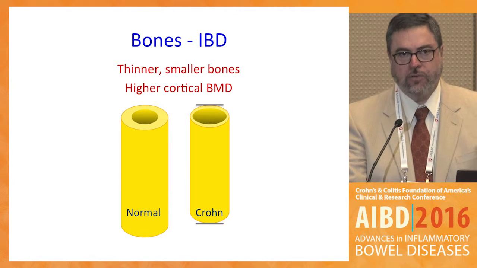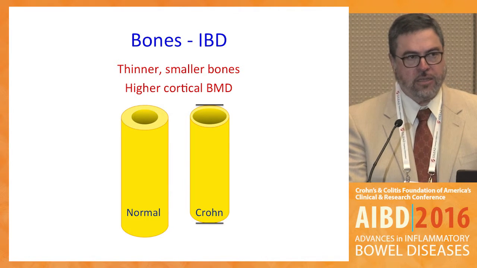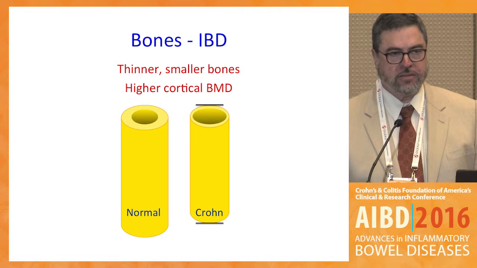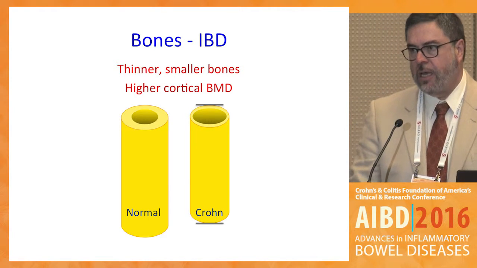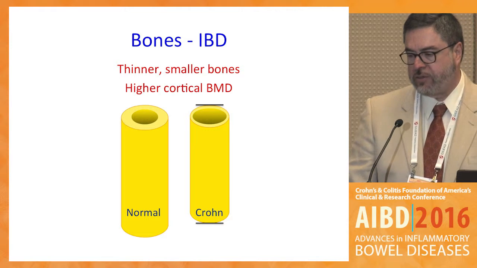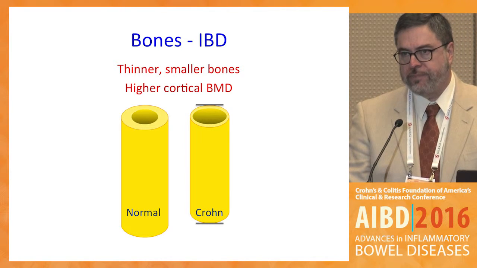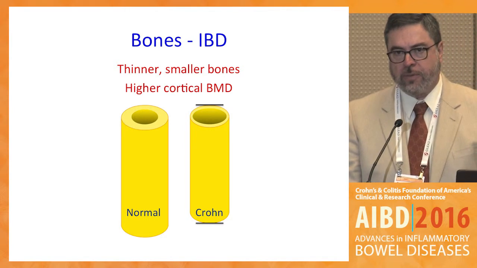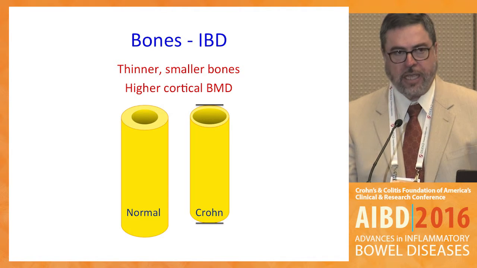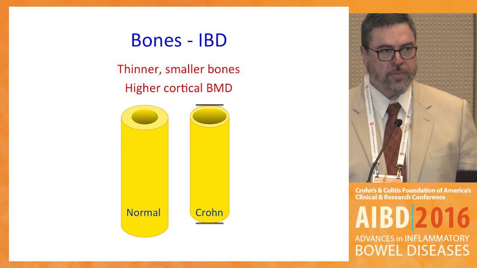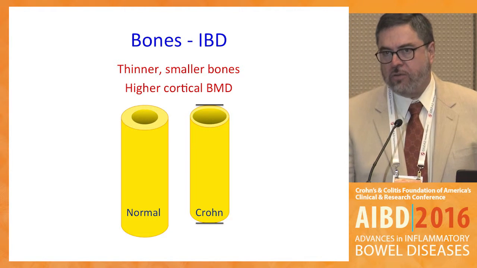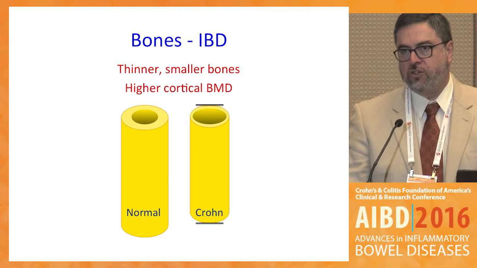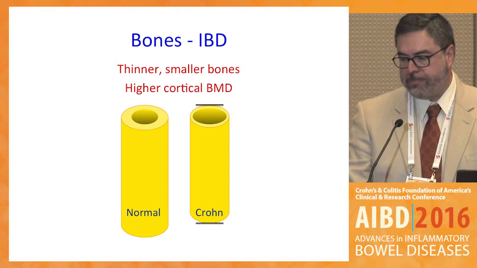So we also know that the skeleton in patients with inflammatory bowel disease, especially in Crohn's disease, is configured abnormally in terms of bone geometry. So the bones are shorter, the cortex of the bones is more dense, and that, by the way, is not good news, because what it means is that the bones are more brittle. Also, the epiphyses of the bone show decreased bone mineral density.